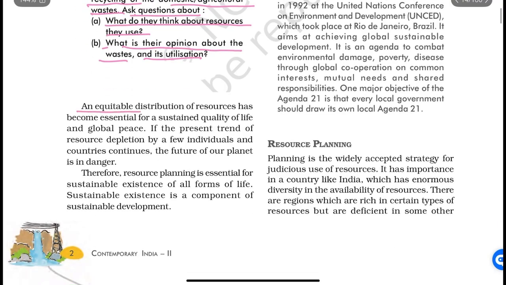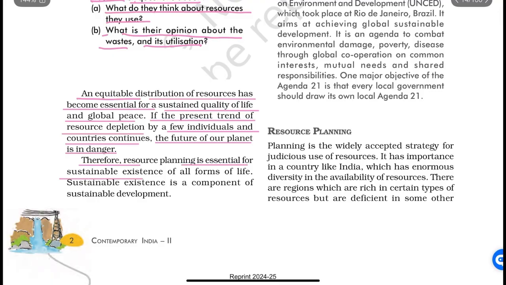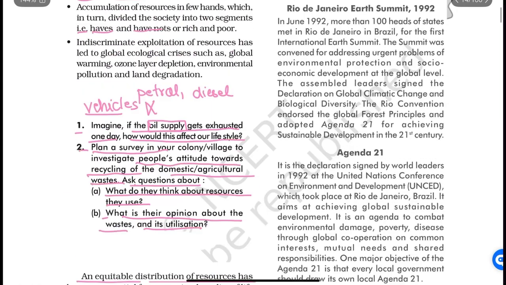An equitable distribution of resources has become essential for sustained quality of life and global peace. If the present trend of resource depletion by a few individuals and countries continues, the future of our planet is in danger. Therefore, resource planning is essential for sustainable existence of all forms of life. Sustainable existence is a component of sustainable development. Okay?